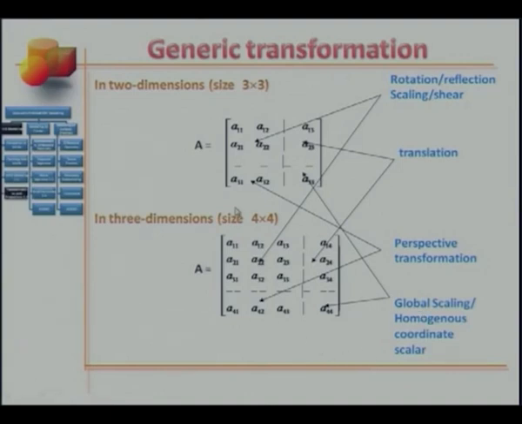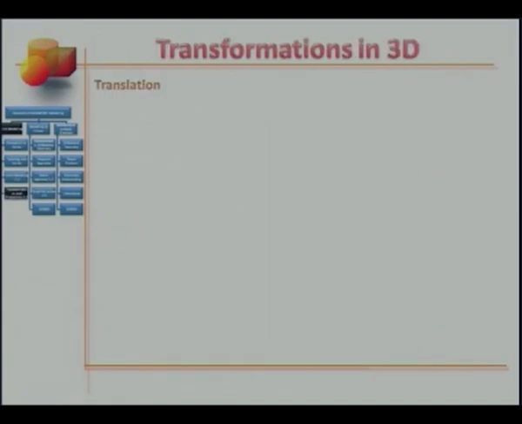In case of 3 dimensions, the 4 submatrices have identical meanings, just that their sizes are different. Let's study transformations formally in 3 dimensions. We first study translation. A translation matrix in 3 dimensions is represented by a 4 by 4 matrix with this submatrix as the identity matrix.